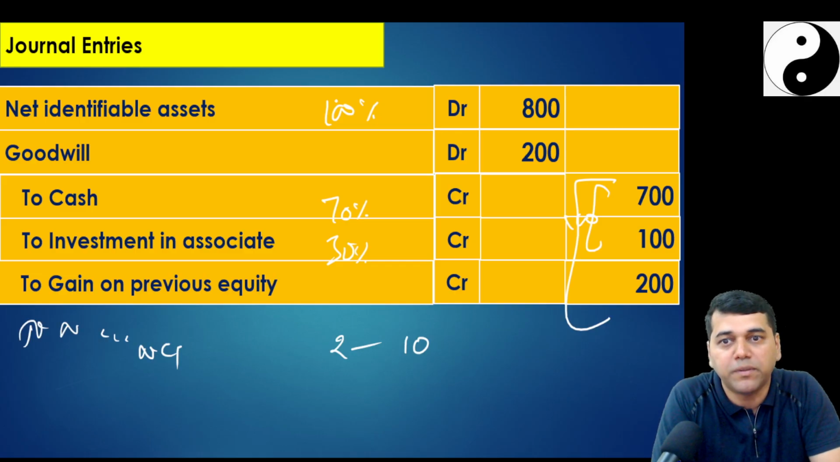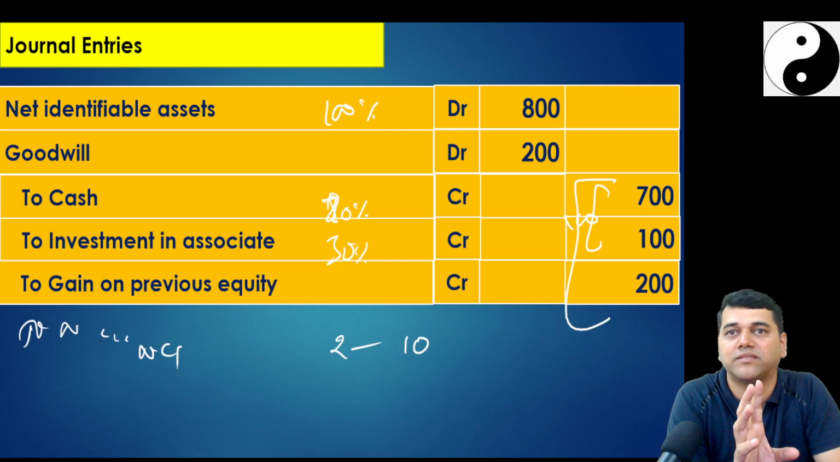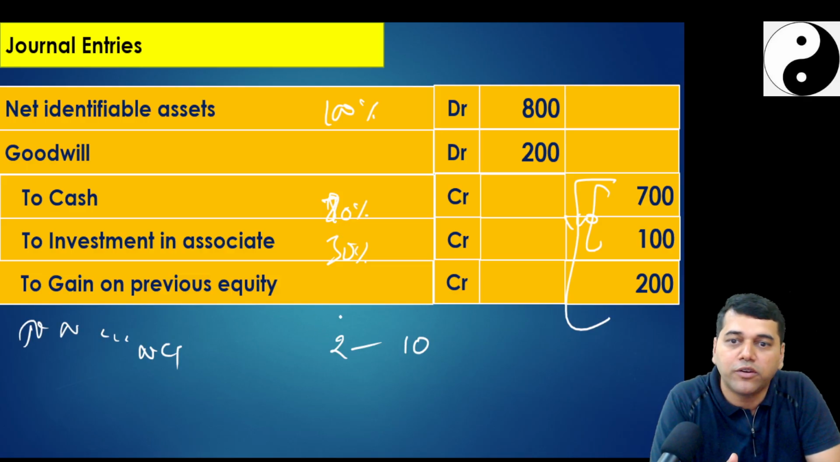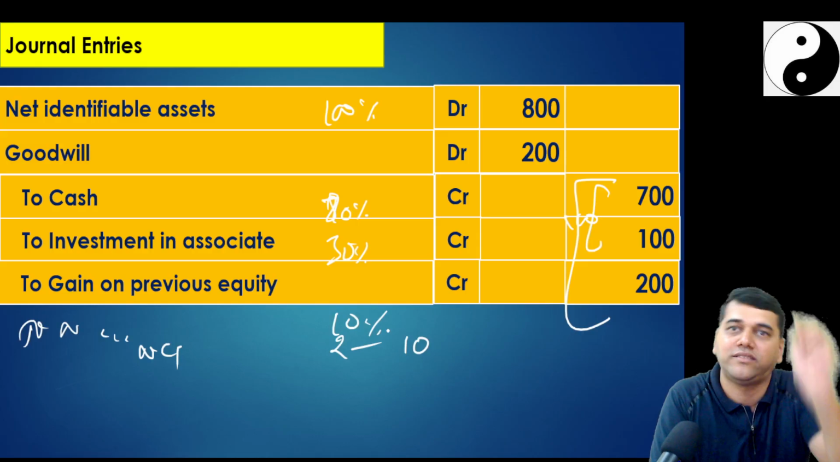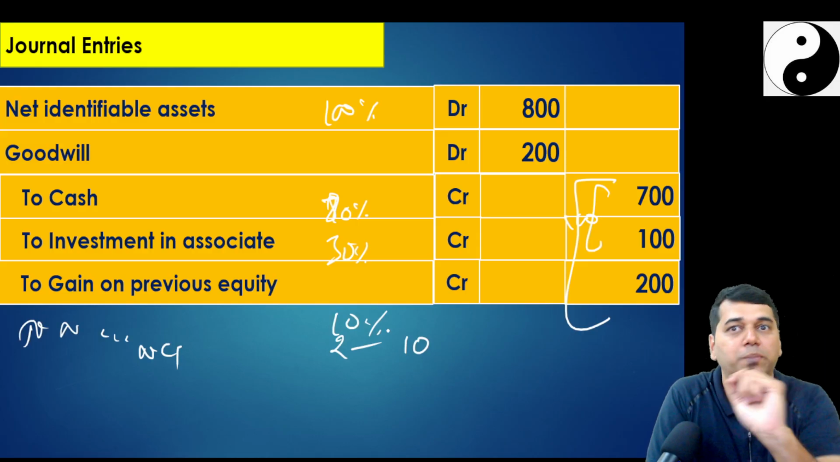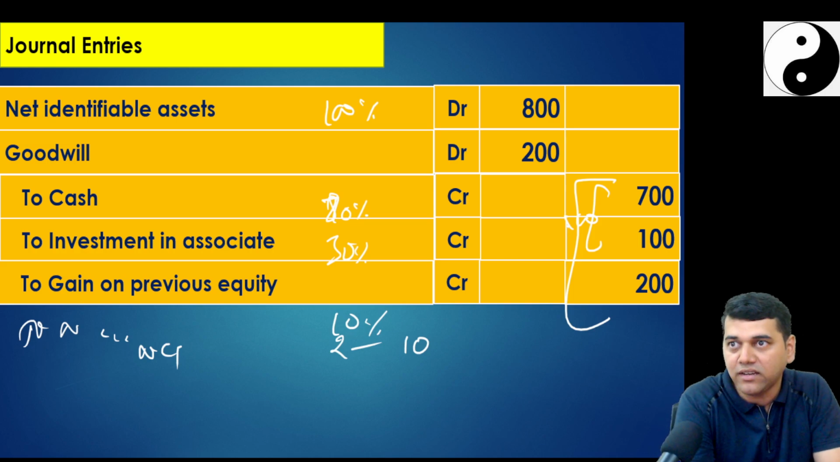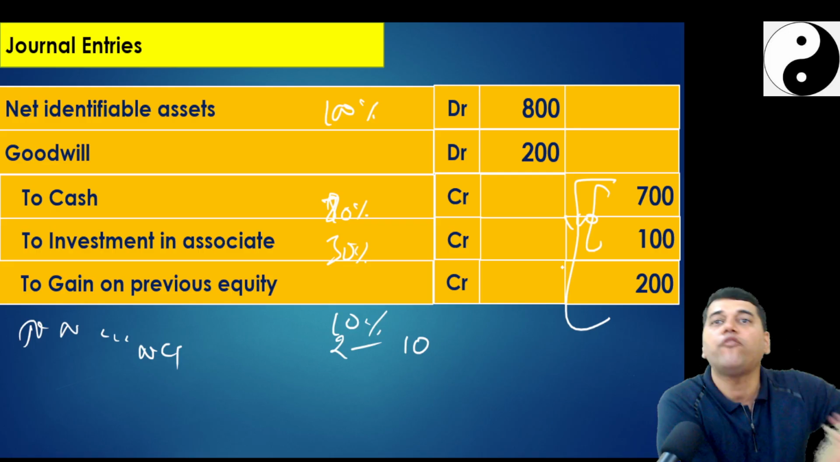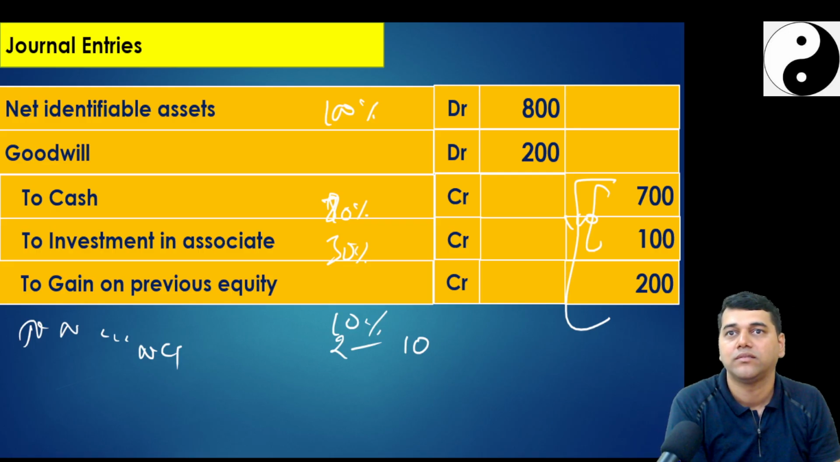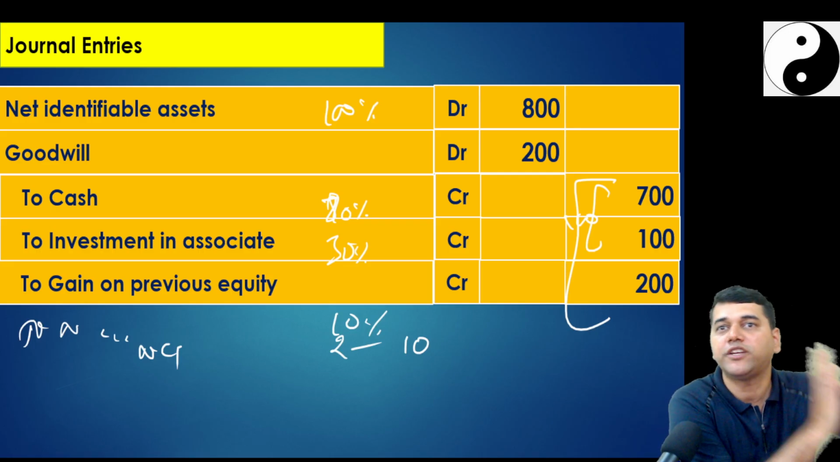For getting 100%, if you would have acquired only 80%, 10% would have been your NCI. But NCI is not your purchase consideration. Your purchase consideration is the cash you have paid now plus what you would have foregone. What you foregone? Investment in associate you foregone.